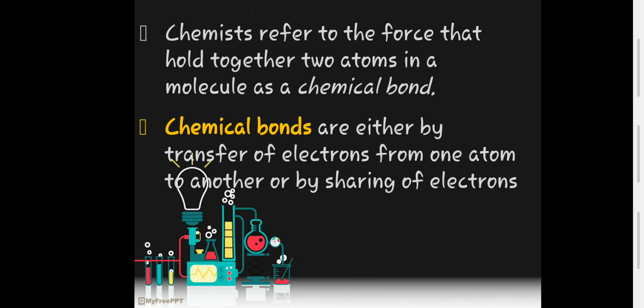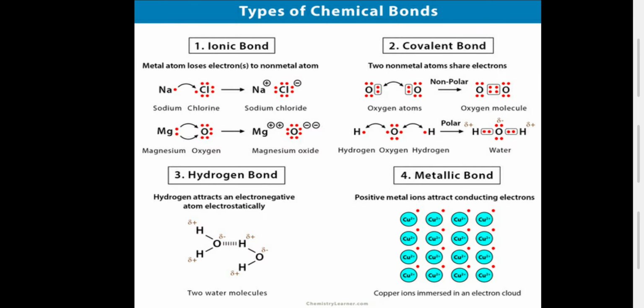Okay. It's said that chemists refer to the force that holds together two atoms in a molecule as a chemical bond. A chemical bond forms either by transferring electrons from one atom to another or by sharing of electrons. So, a chemical bond is actually by giving it or sharing it or accepting it or gaining it. So, always remember that one. These are the types of chemical bonds. We have ionic bond, hydrogen bond, covalent bond, and metallic bond. So, let's dig deeper in the next slide.